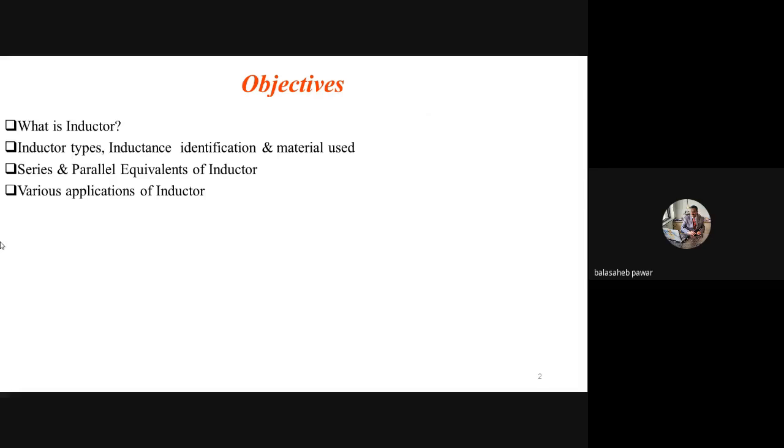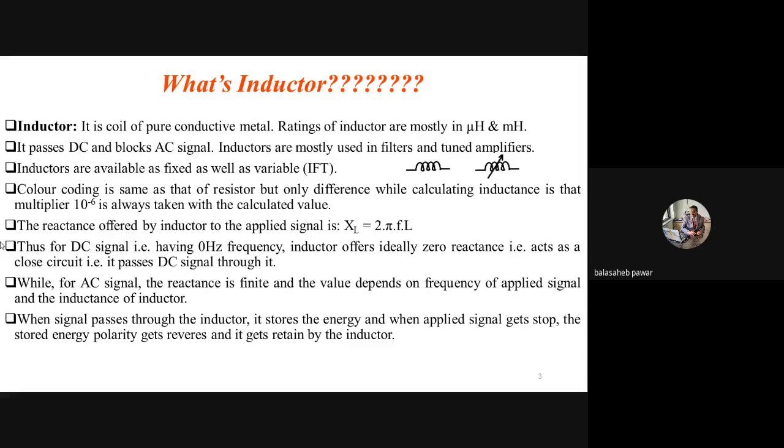That's why. Now we'll see the next component, that is the inductor, and the objective of this presentation is again: what is an inductor, then inductor types, how the inductance of that inductor is to be determined, then material used, again series and parallel equivalence of inductors and various applications. So first of all, what is an inductor?